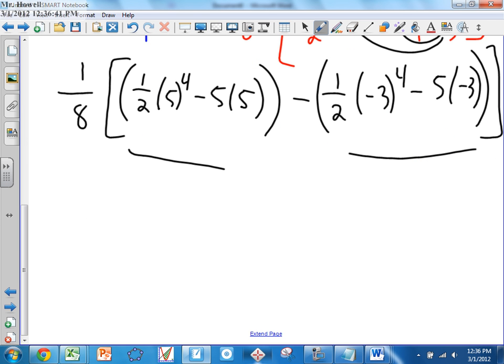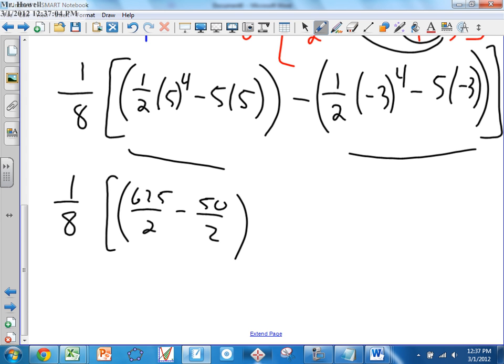What do we got? 625 over 2. The whole thing? Oh, no. Sorry. This is 625 over 2? No, the first part of that. Okay, because that's 5 to the 4th, 625. Over 2. 625 over 2 minus 25. Okay, so I can think of it this way. 625 over 2 minus 50 over 2. That's how I'm going to do it in my head. Right, because aren't you really subtracting 25? Isn't 25 50 over 2?